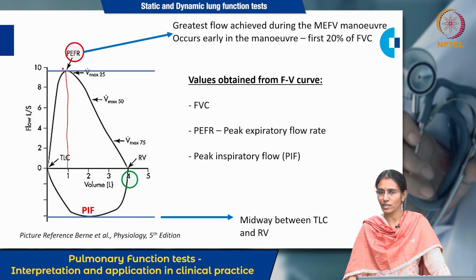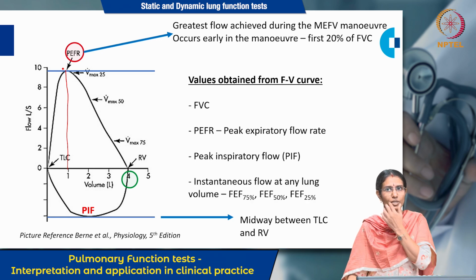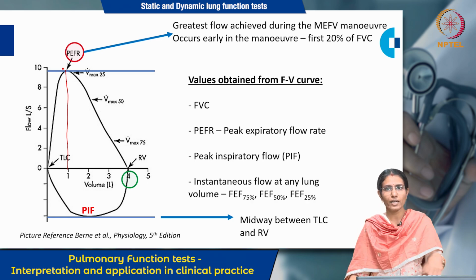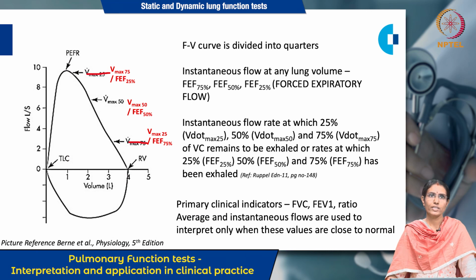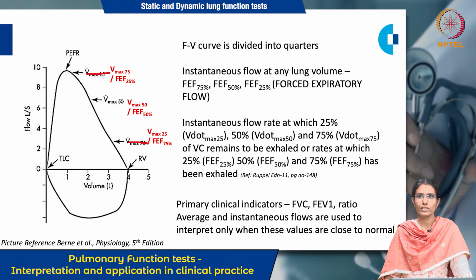So that is the reason why peak inspiratory flow occurs midway between TLC and residual volume. What is the other parameter which can be obtained using the flow volume curve? Instantaneous flow at lung volumes can also be obtained: forced expiratory flow 75%, forced expiratory flow 50%, and forced expiratory flow 25%. And what are these instantaneous flows and how are they obtained?